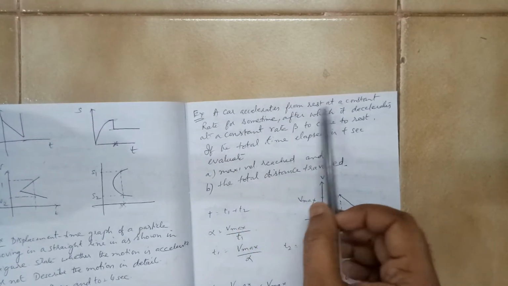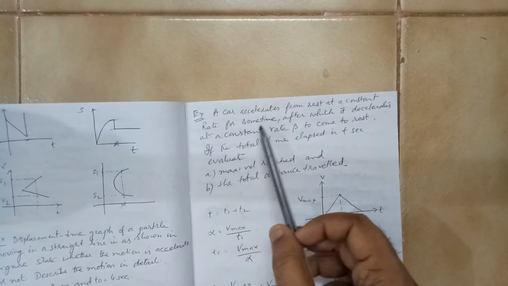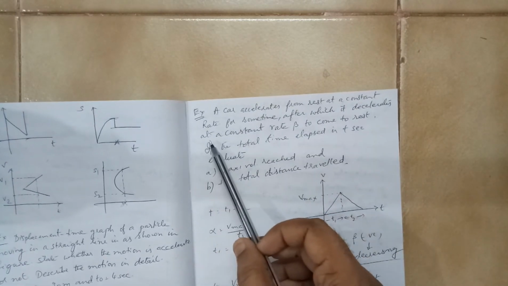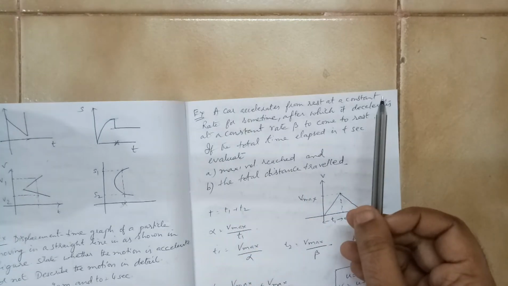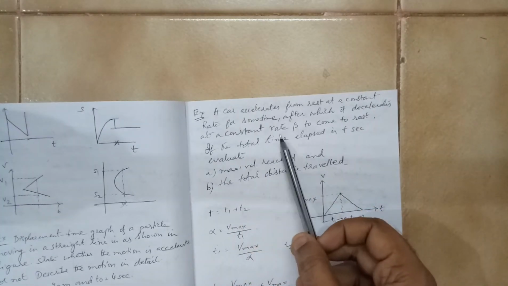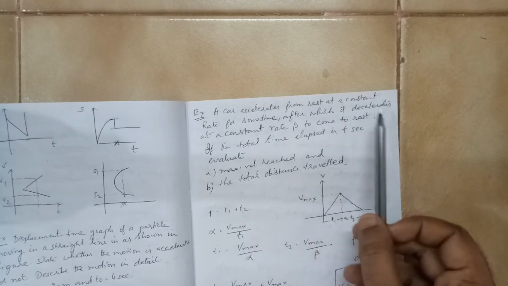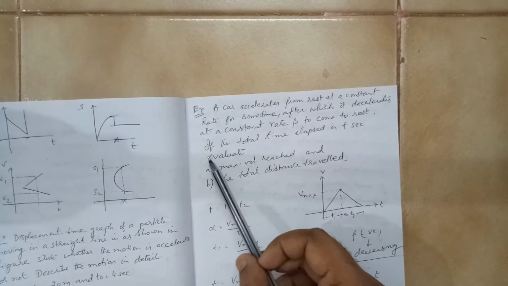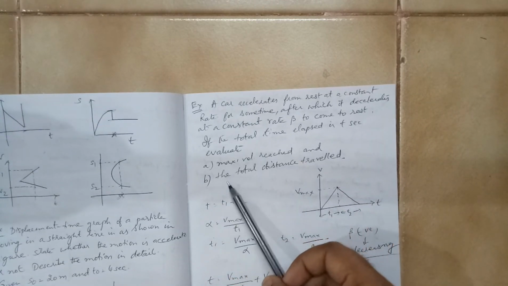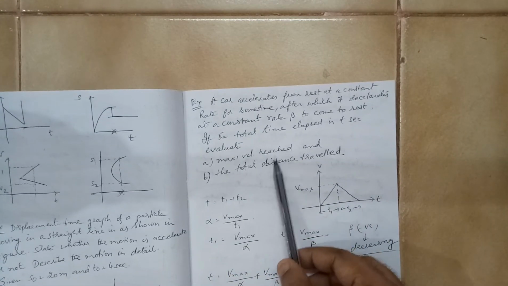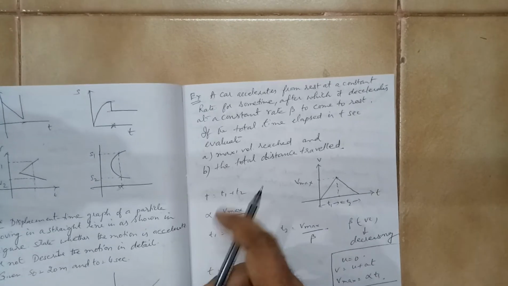A car accelerates from rest at a constant rate alpha for some time, after which it decelerates at a constant rate beta. So it is accelerating at constant rate alpha and decelerating at a constant rate beta to come to rest. Finally it has come to rest. If the total time elapsed is t seconds, evaluate the maximum velocity reached and the total distance traveled.